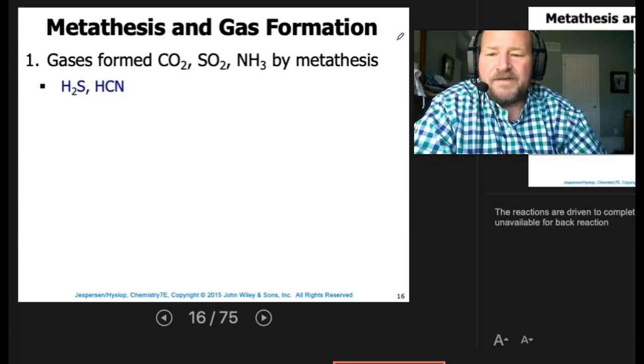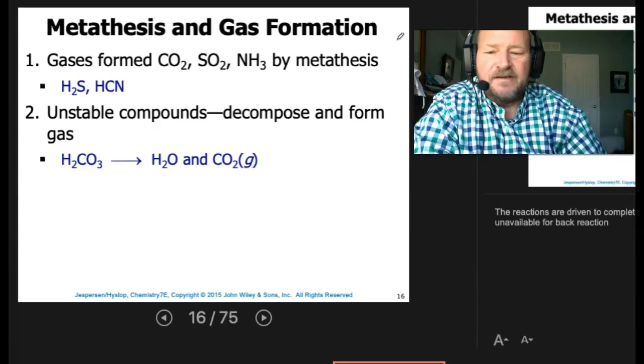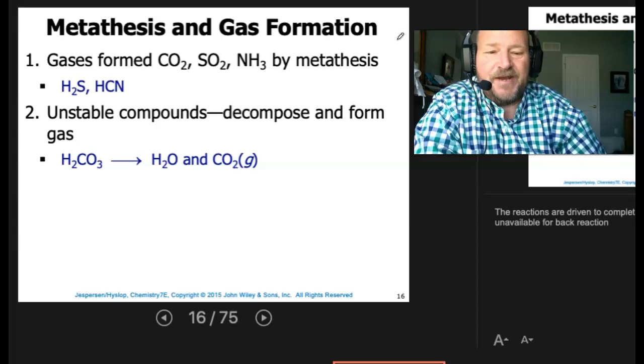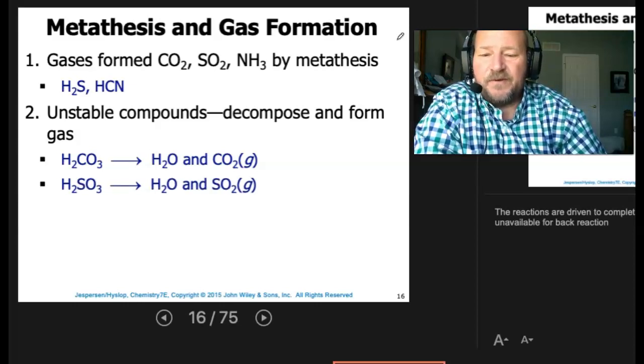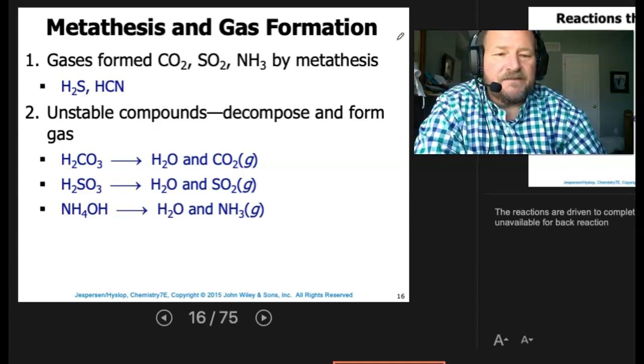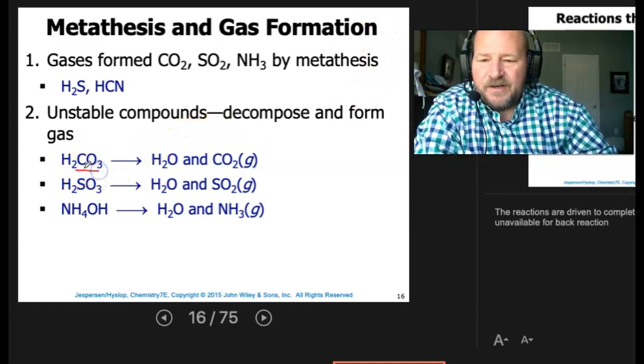So it'll come off as H2S, HCN, unstable compounds that can decompose to form that gas. So again, here's where we'll see that H2CO3 will give us H2O and CO2 gas. H2SO3, we're going to see that SO2 gas coming off. And of course, if you see ammonium, then you got to watch out for ammonia gas coming off. So the processes here that we're looking at is the CO3, hopefully you can see, will typically give us a CO2. An SO3 will give us an SO2. And whenever we see ammonium, we always have to be ready for the potential for ammonia to come off as a gas.